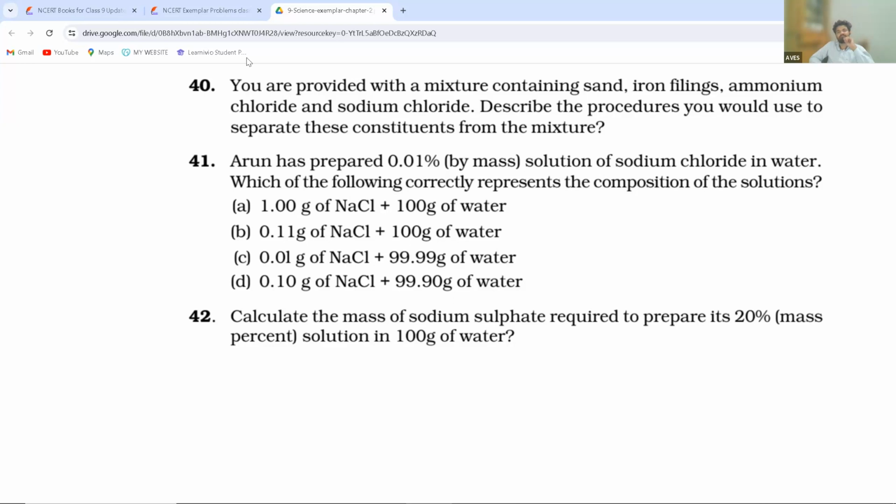Done? Yes, sir. What's the answer? 25 grams. 25 grams. Yes, you. And what's your answer? 5 grams. And what's your answer? 5 grams. Is it 5 grams, Anam? Sir, I'm still solving. I bet 25 grams.